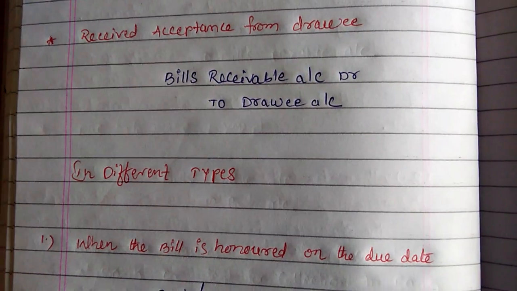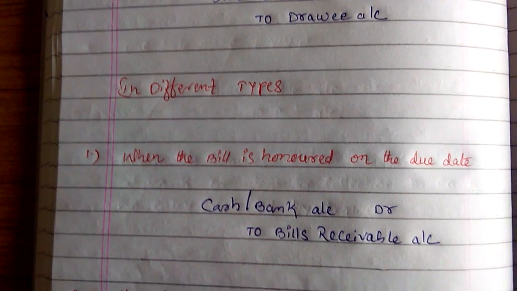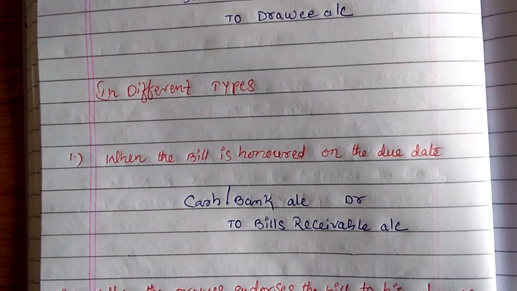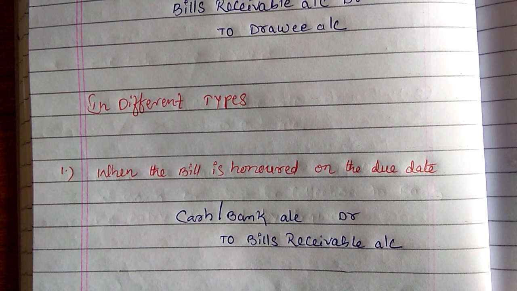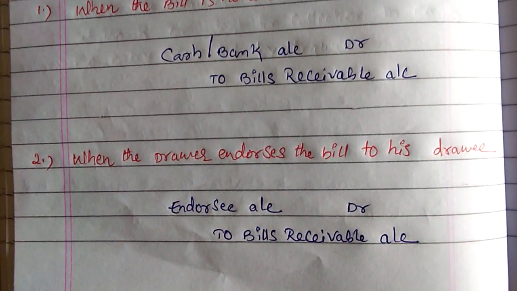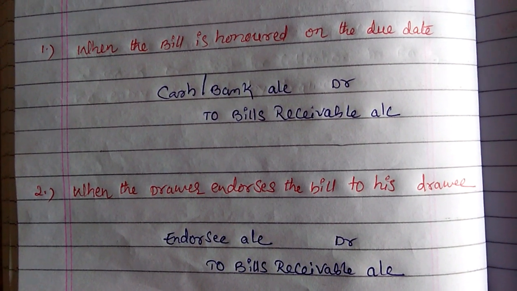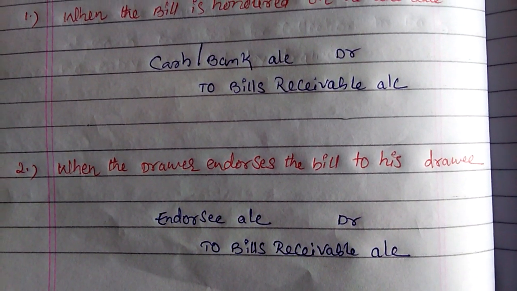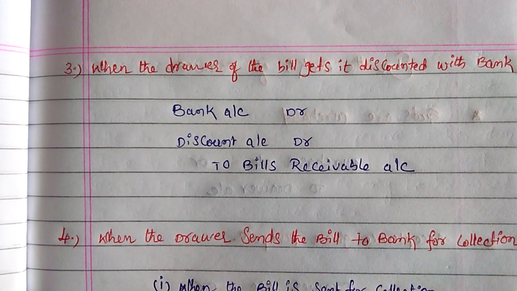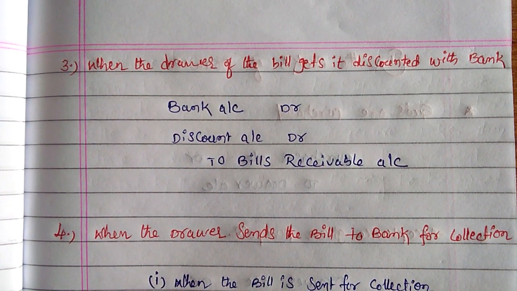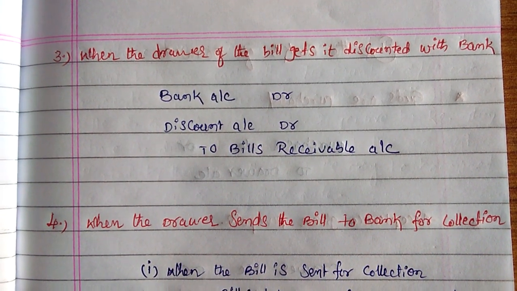However, for bill honor, there are different types. The first one is when the bill is honored on the due date: cash or bank account debit to bills receivable account. The second point is when the drawer endorses the bill to his creditor: endorsee account debit to bills receivable account. The third case is when the drawer of the bill gets it discounted with the bank: bank account debit, discount account debit to bills receivable account.